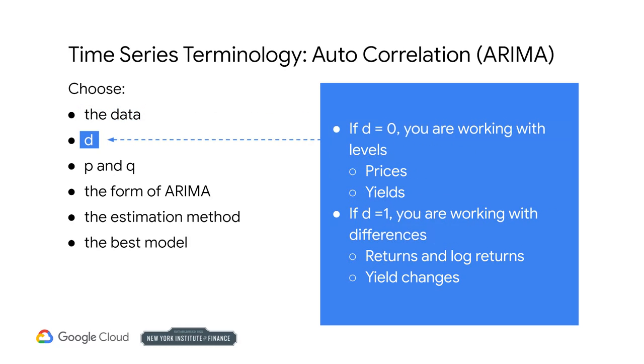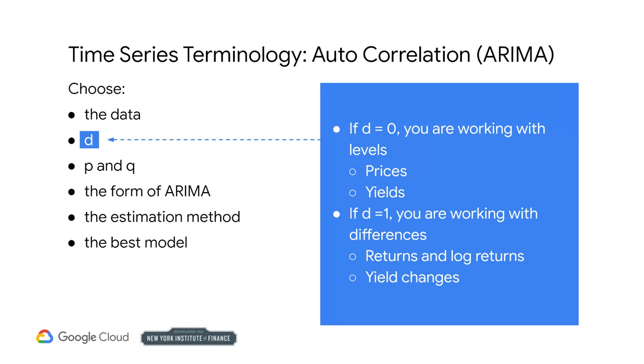Second, you must decide which value of D to use. When D is 0, you use the data as is. When D is 1, you take the first differences. For example, suppose you work with equity prices. If you decide to work with prices, then D is equal to 0. If you work with log returns, then you effectively choose D to be equal to 1. Once you have the form of the data, the analysis takes different paths.